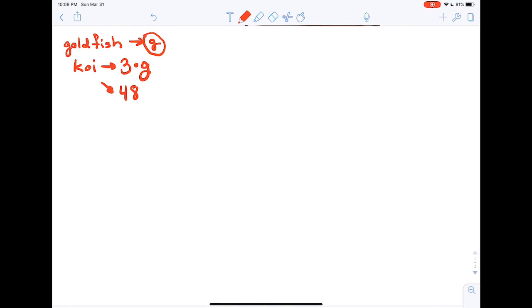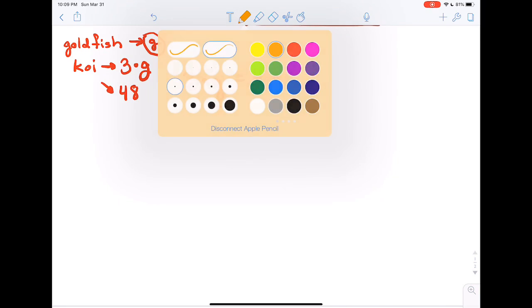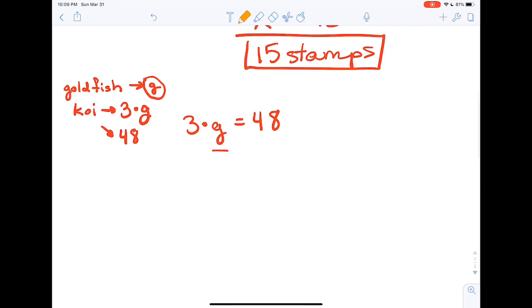I look at this and I think to myself, they told me in 2 different ways what koi was. 3 times G and 48. So that means 3 times G equals 48 because they both tell me the number of koi. So I can make an equation from that. Now I can solve that to find out how many goldfish I have. To do that, I just need to get G by itself. Okay. So I'm going to go ahead and solve this problem.